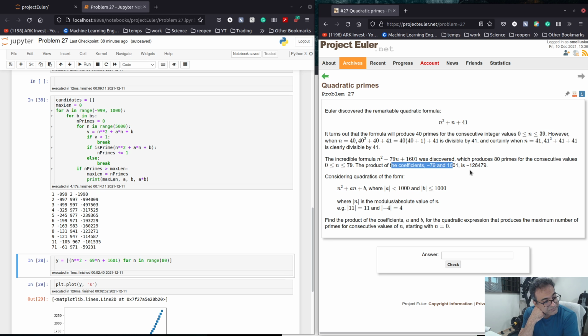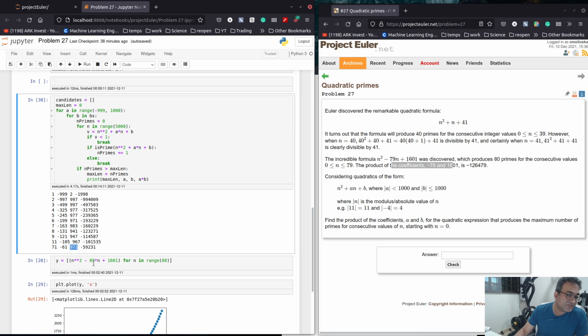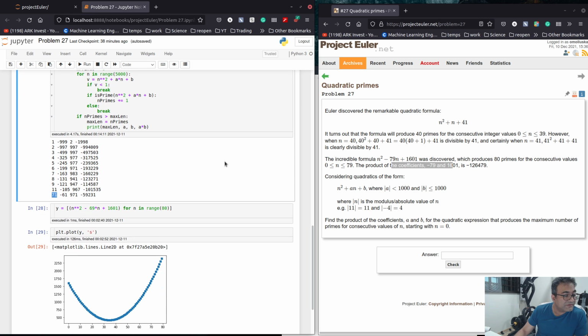Okay, but with 61 and 971 as the values, we get 71 primes. Is that correct? Let's test it. So minus 61 and 971, and we're supposed to get how many? 71 primes.